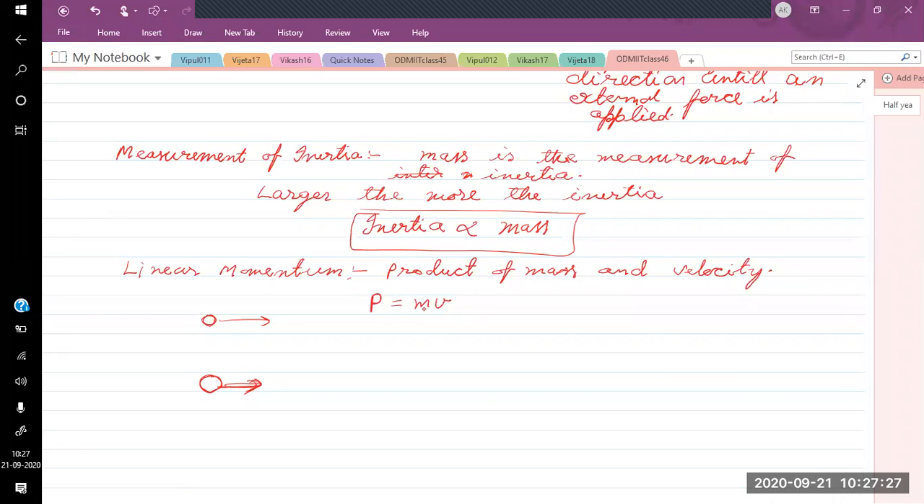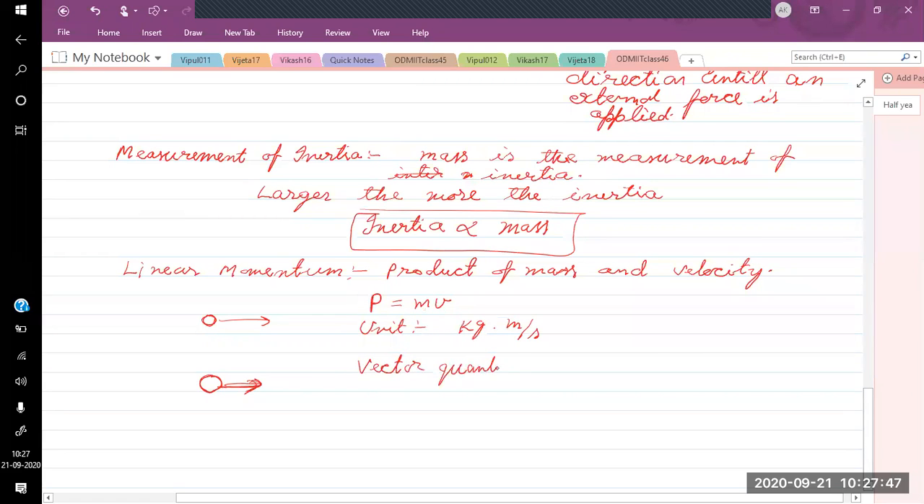First we will see the unit of linear momentum. Since mass is in kg and velocity is in meter per second, its unit will be kg meter per second. Then it is a scalar quantity, sorry, it is a vector quantity. Why a vector quantity? Because mass is scalar and v is vector. So the direction of momentum is in the direction of velocity. So we can write like this.